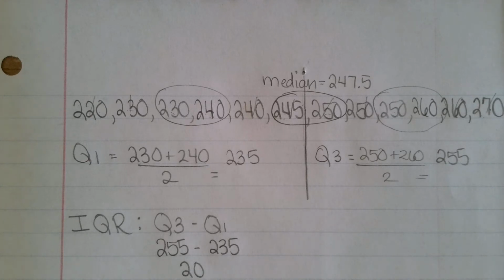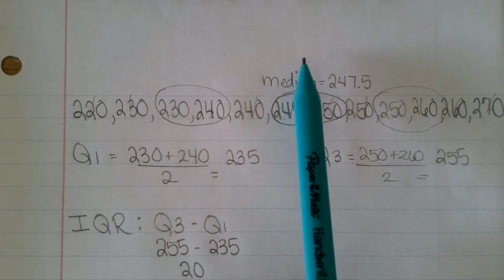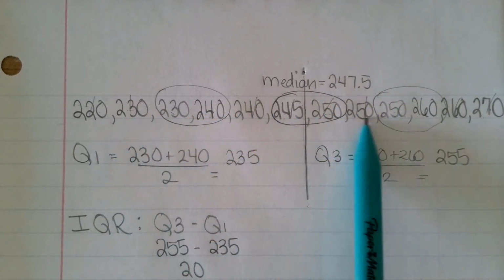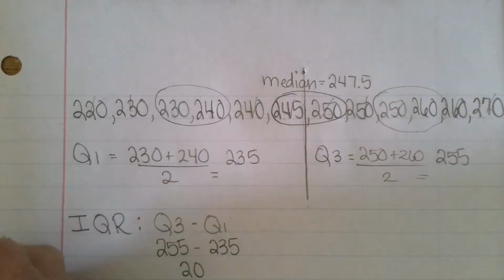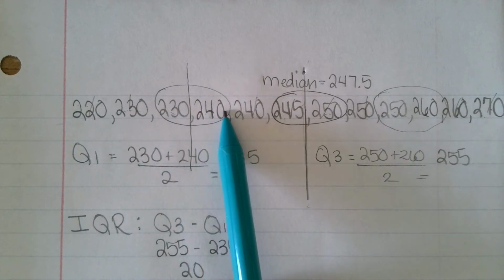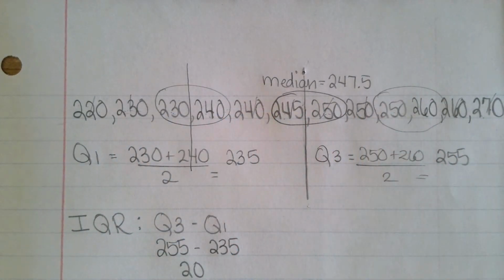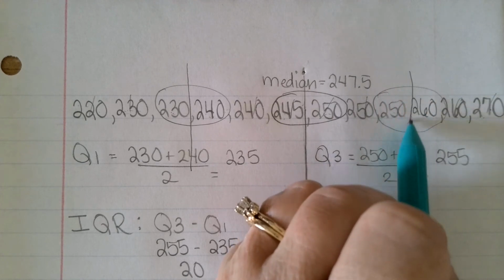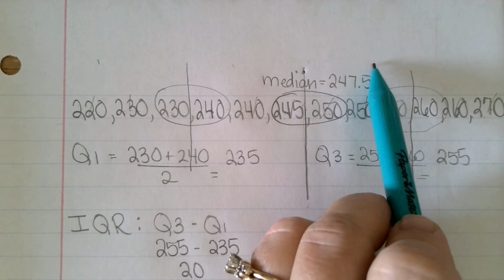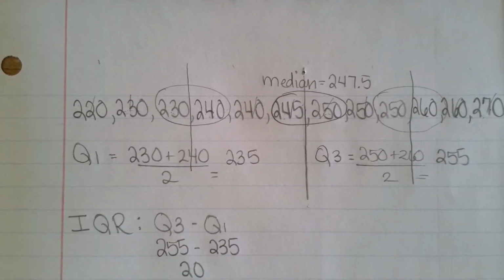Okay, so notice that when you divide the data in half, you now have two groups. When you find quartile 1, you've now divided the data into 3 groups. And then when you find quartile 3, that's where we get that fourth one. So here's 1, 2, 3, and 4. So that's where the word quartile comes from.